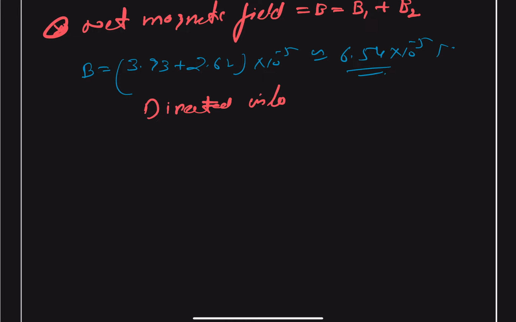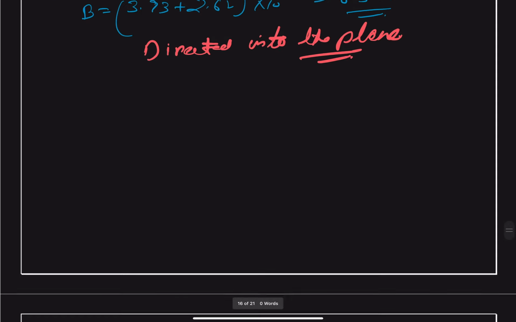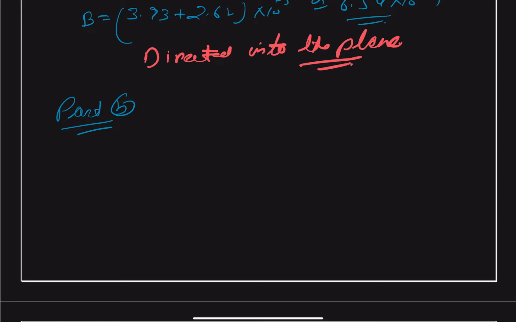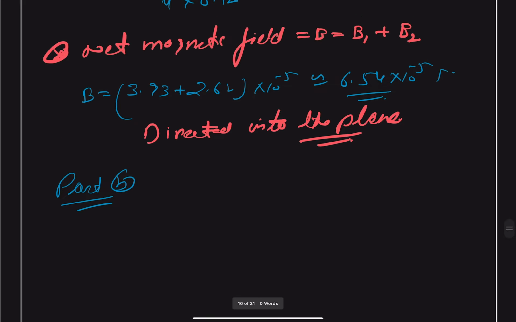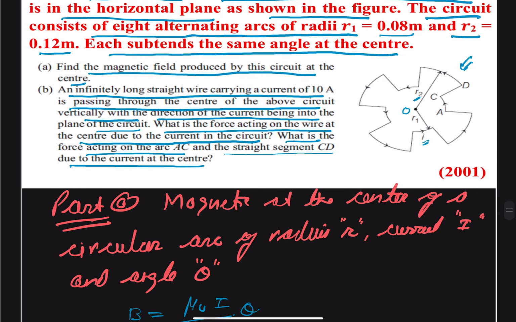Directed into the plane. Now in the second part, that is part B, it says that a current carrying conductor, long wire, is passed through the center. So in part B, we are supposed to find out the force. First case we have to find out the force, and then on the arc AC and segment CD.